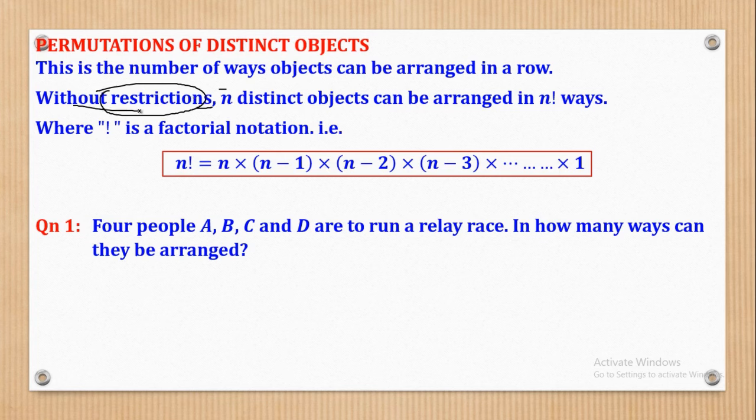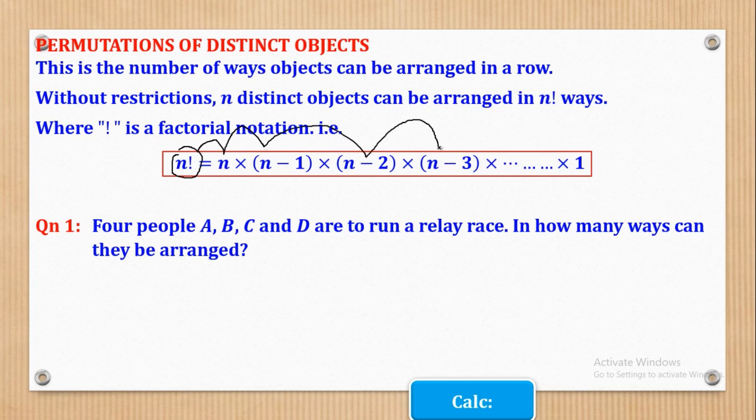Without restrictions, n distinct objects can be arranged in n factorial ways. This symbol is a factorial symbol. When I want to expand n factorial, it means I'll say n times n minus 1 times n minus 2 times n minus 3 and so on until you reach 1. Therefore, for example, 5 factorial will be 5 times 4 times 3 times 2 times 1. So you keep on reducing by 1 until you reach 1. That is what this symbol of factorial means.